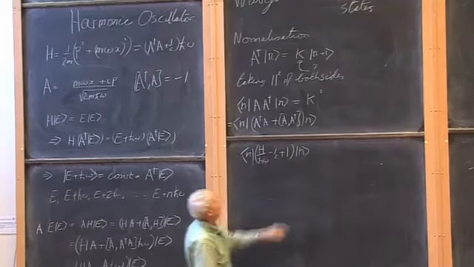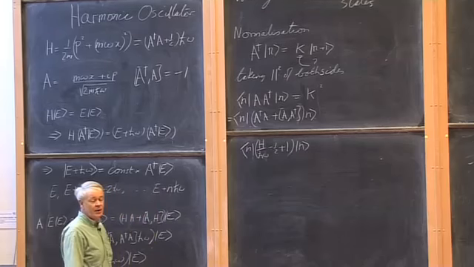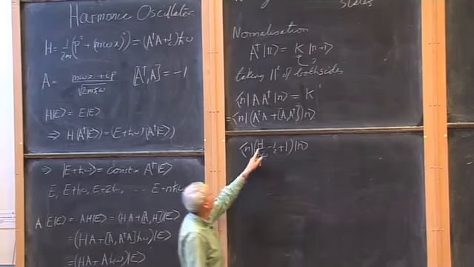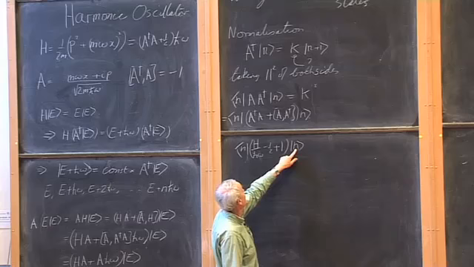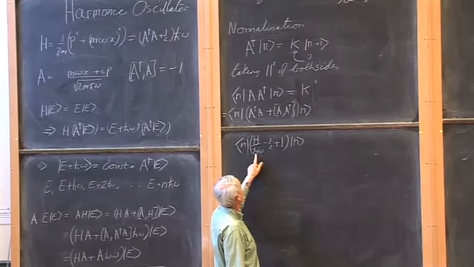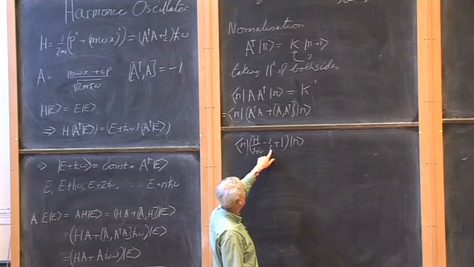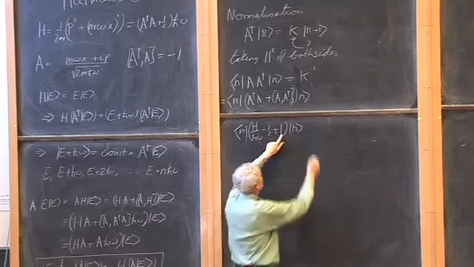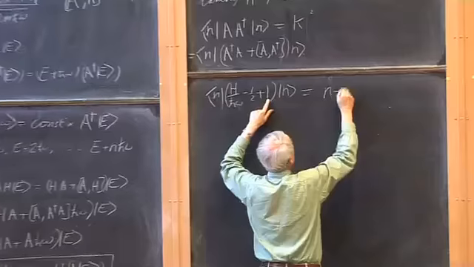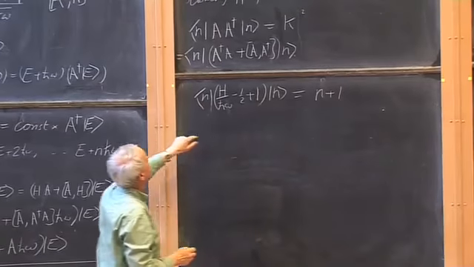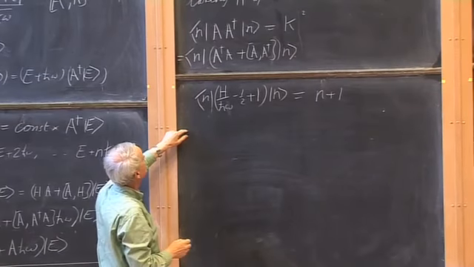H on n is equal to n plus a half h bar omega by definition, right? So this on this produces n plus a half h bar omega divided by the h bar omega, and we have n plus a half. Take away a half, we have n. Add 1, we have n plus 1. So this is in fact equal to n plus 1. So what?